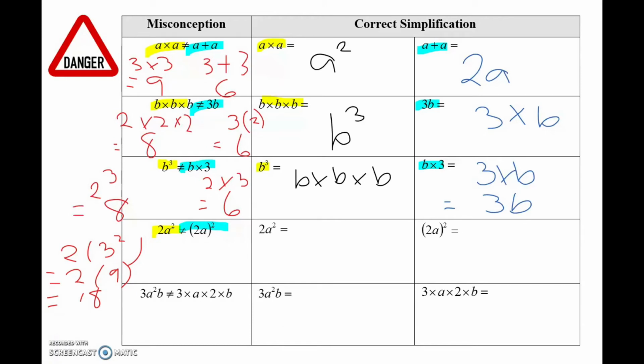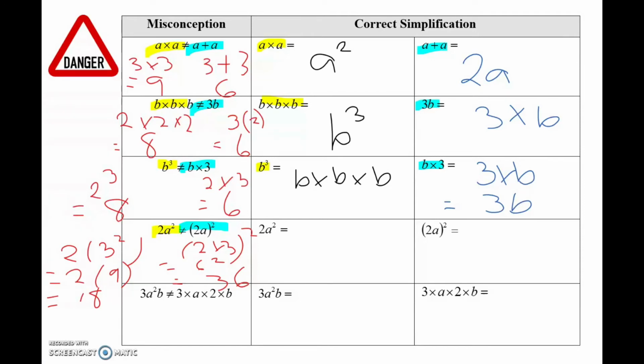Whereas 2A whole bracket squared is equal to bracket 2 times 3 whole bracket squared, equal to 6 squared, which gives us 36. The two values are not the same.